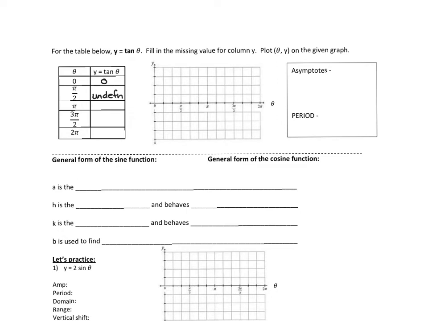When theta is pi, my tangent is 0. When theta is 3 pi over 2, my tangent is undefined. And when theta is 2 pi, my tangent is 0. You can find those values again by using your unit circle.